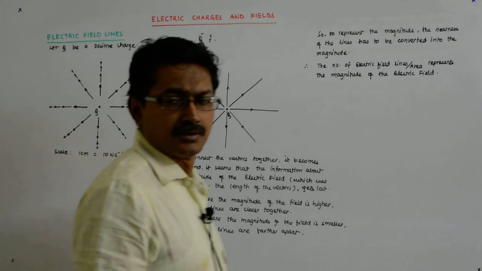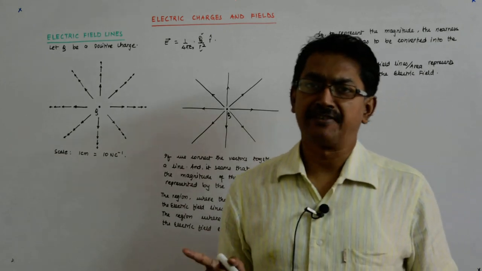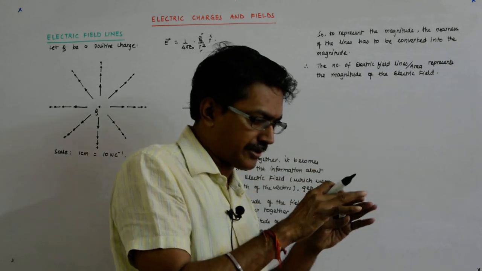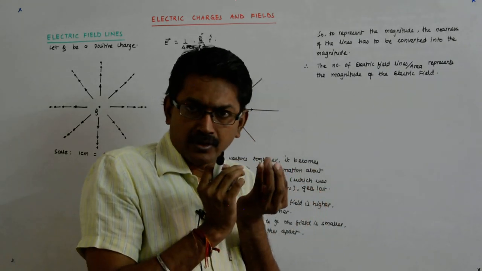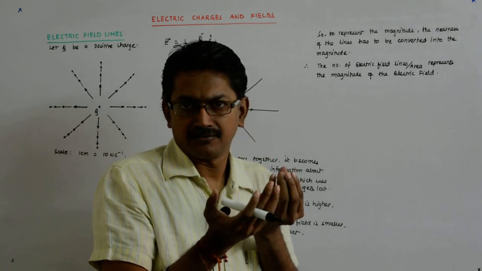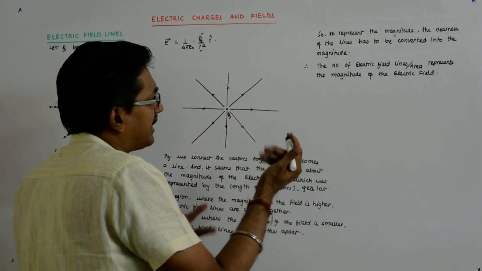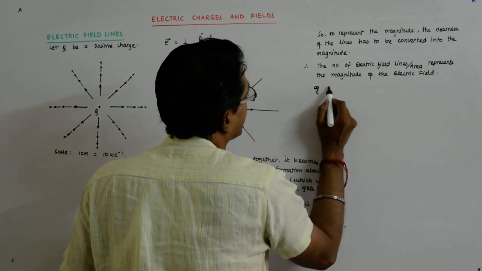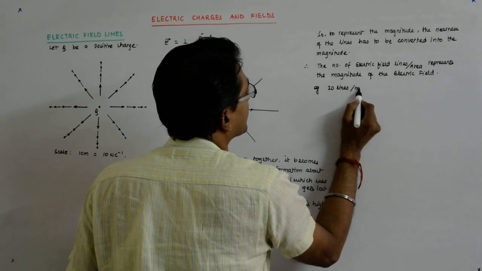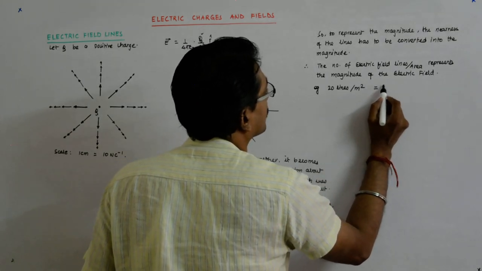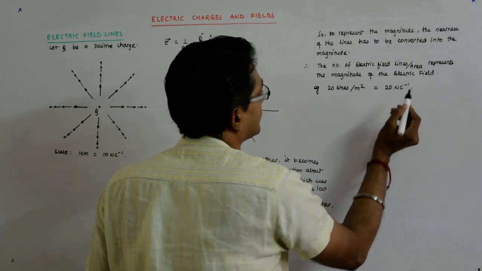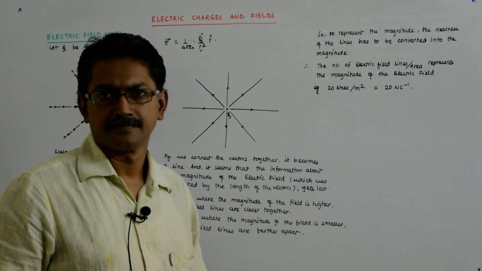Okay, the number of electric field lines per unit area. So what happens? As I get closer, these lines are more crowded. So I can put a scale kind of thing. Fine. So I say, maybe, for example, 20 lines per meter square is equal to, say, 20 newton per coulomb. Okay.